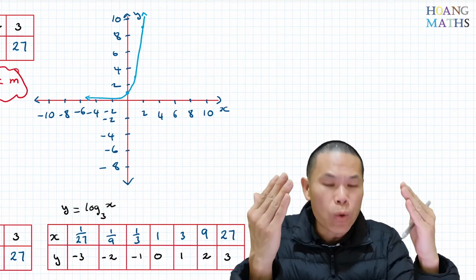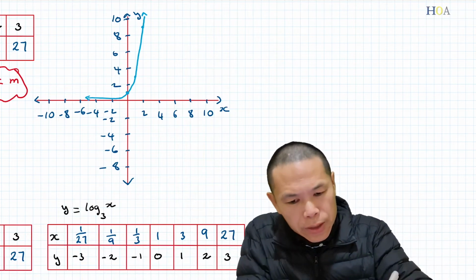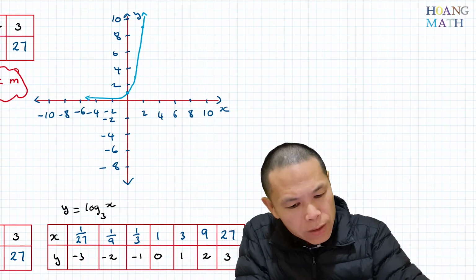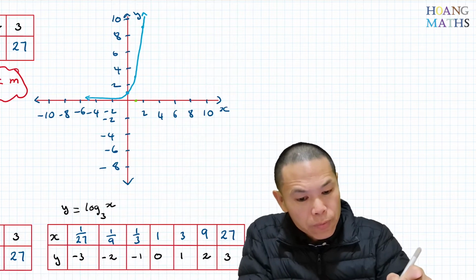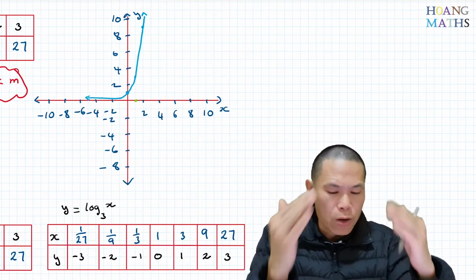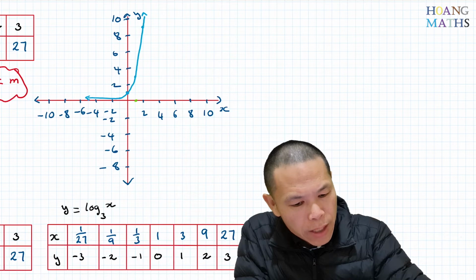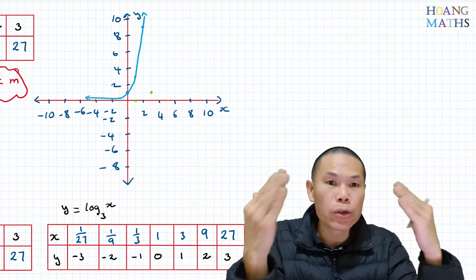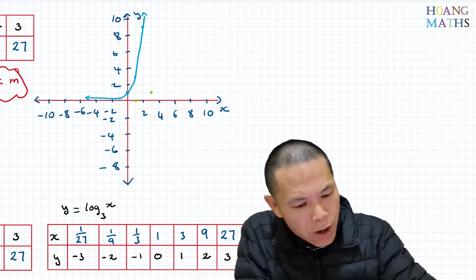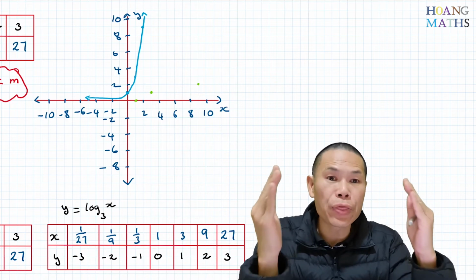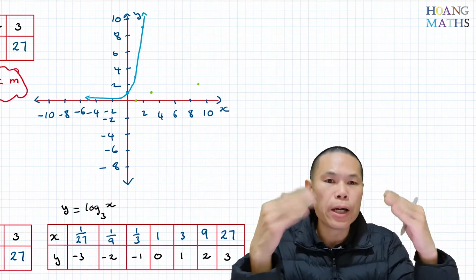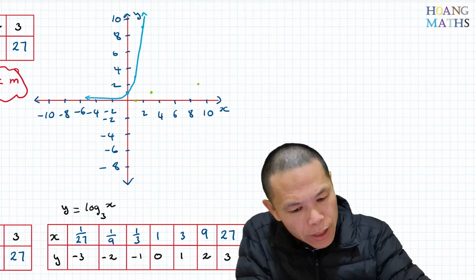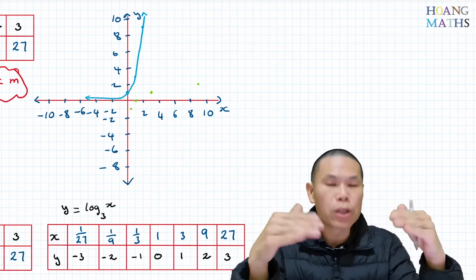When x is 1, y is equal to 0. When x is 3, y is equal to 1, so 3, 1 here. When x is 9, y is equal to 2, so 9, 2. And when x is 1/3, y is equal to -1, so 1/3, -1 here, roughly, okay? And then we just sketch it.